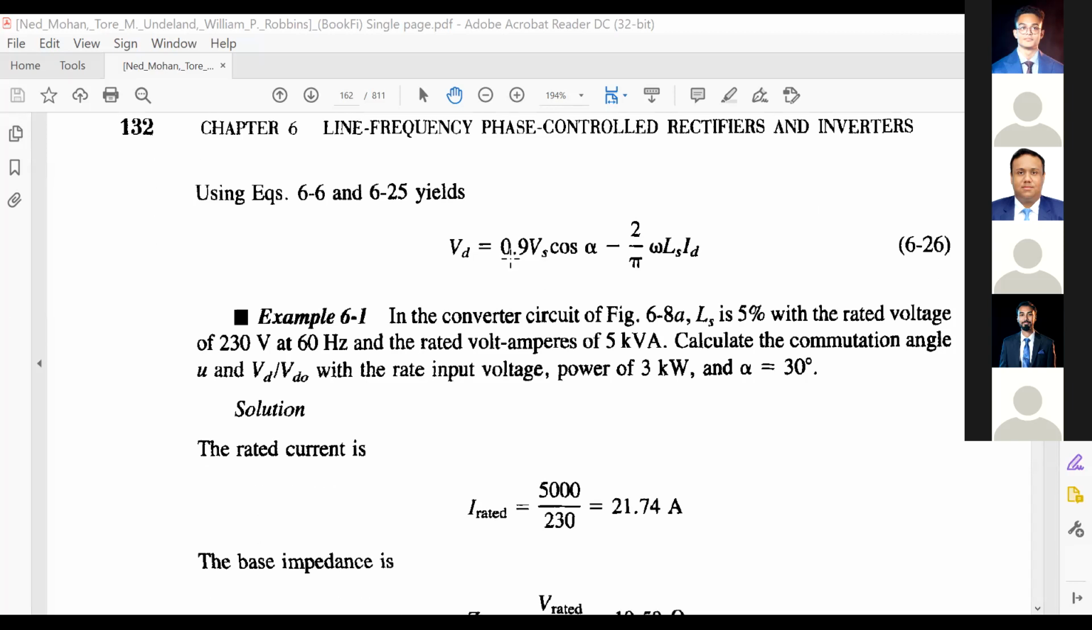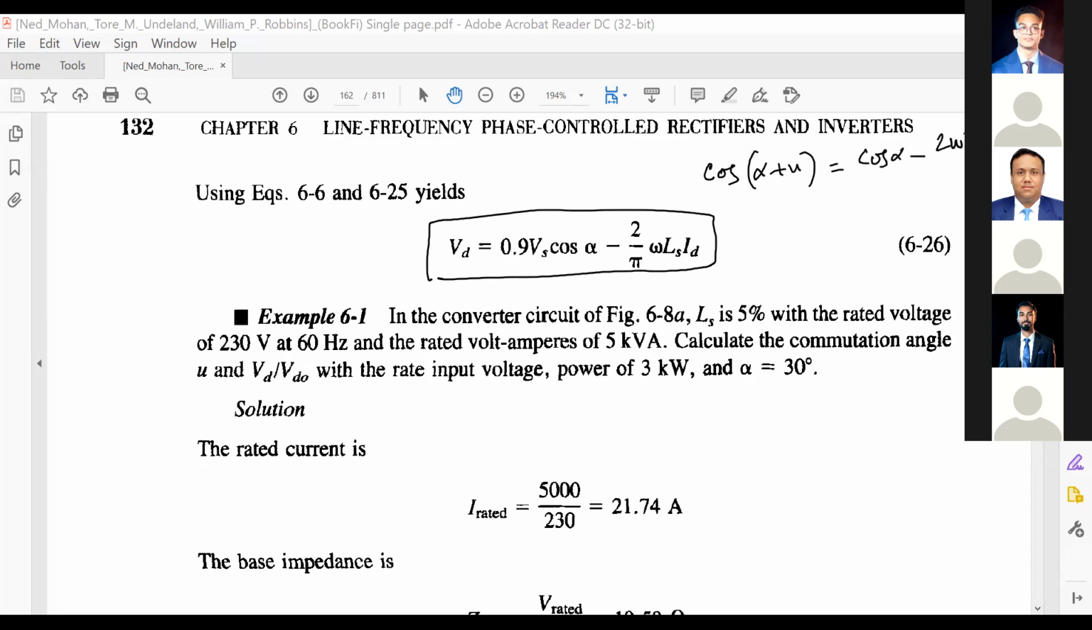Okay. So now we have two equations here. This one we have already got, this is your VT or VT alpha. And we already got cosine of alpha plus u equal to cosine of alpha minus 2 omega Ls Id divided by Vs. This is equation number 6.24, right? Am I correct or not?